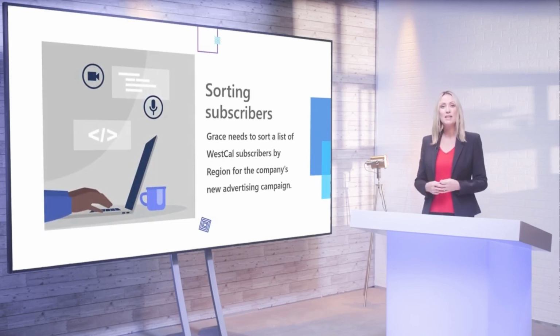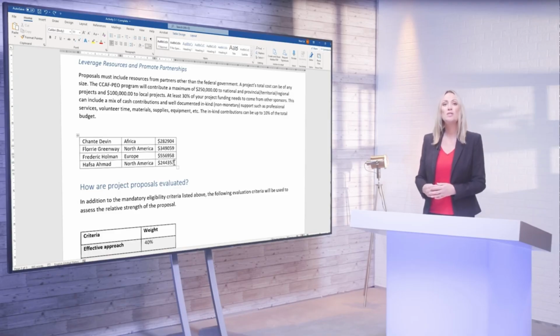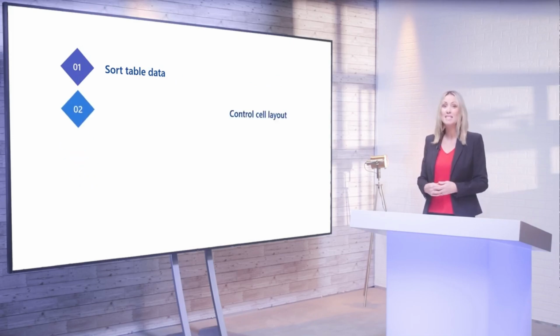Grace is creating a newsletter to promote a sale of Westcal titles in California University bookshops. She has a list of subscribers to Westcal's newsletter open in Word. She needs to sort the list by region so that she can identify subscribers based in California and target them directly. Grace can use Word's sort command to identify the newsletter subscribers by region. Word offers users several powerful tools for sorting data and controlling the layout of cells. Over the next few minutes, you'll explore each of these tools, and by the end of this lesson, you will be able to sort table data and control cell layout.